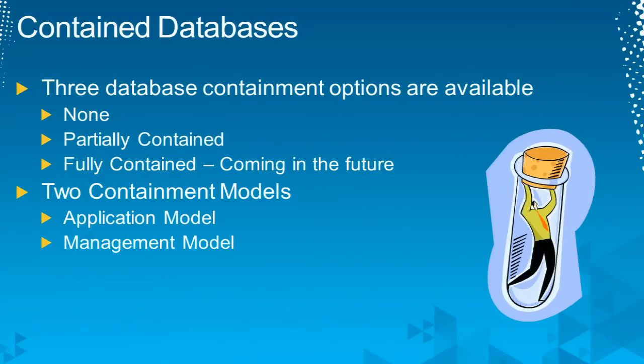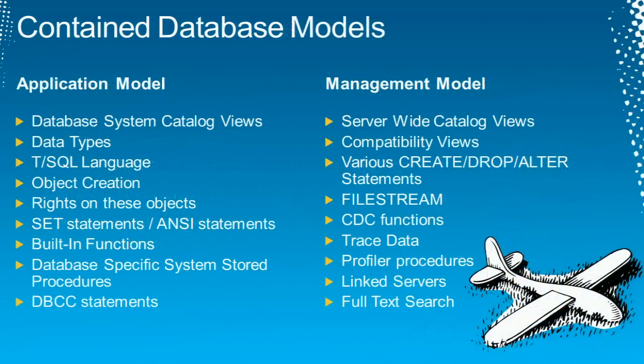Within the contained databases, there's two containment models. There's an application model and a management model. Basically, there's kind of what's in it. Sorry for the eye chart. So the application model is just everything within the actual application context itself: tables, object creation, rights on objects, your typical ANSI statements, all the built-in functions, DBCC statements, stuff like that.